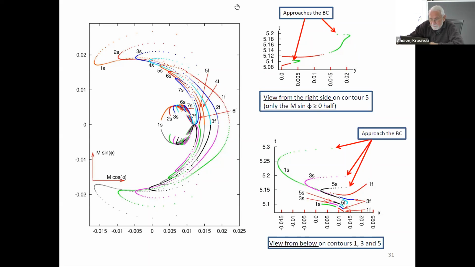On contour number 5, this small thing here is part of this blob, and this larger thing is this branch here. And this lower picture is the view from below. It's not very readable, I'm afraid.